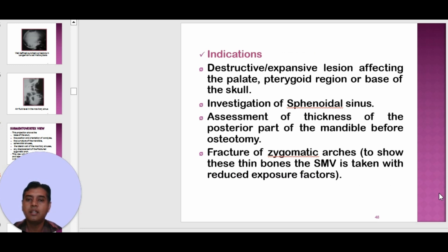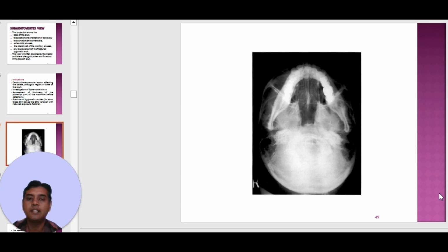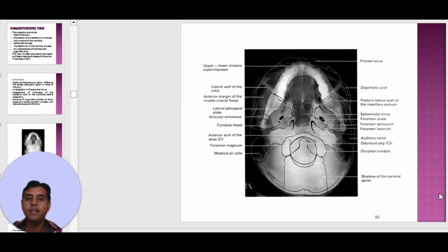Now coming to the indications: to evaluate destructive or expansile lesions affecting the palate, pterygoid region and the base of the skull; for investigation of the sphenoidal sinuses; assessment of the thickness of the posterior part of the mandible before osteotomy. This is the resultant image. Various landmarks seen.